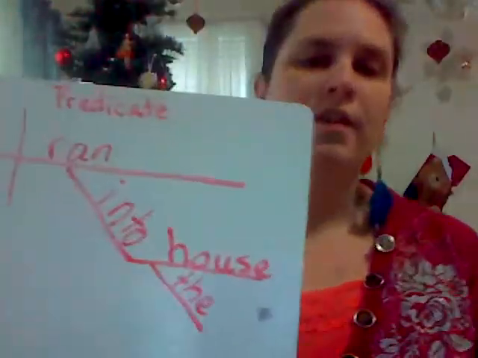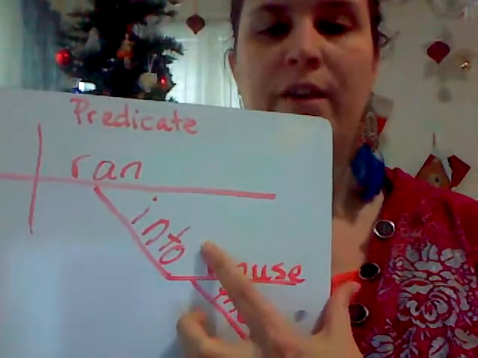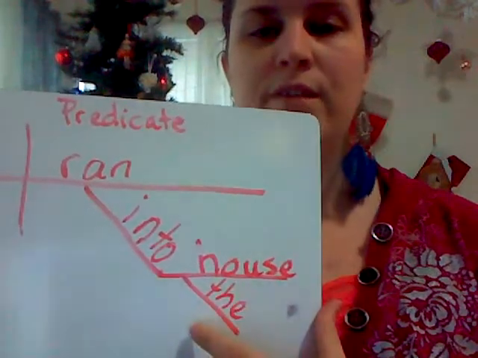We can put prepositions in many different places based on what it is defining. So if it's an adverb, it's going to answer either how, when, where, or why. So where did the boy run? He ran into the house. I'm going to write this on my board here and show it to you. This is modifying where he ran. He ran into the house.